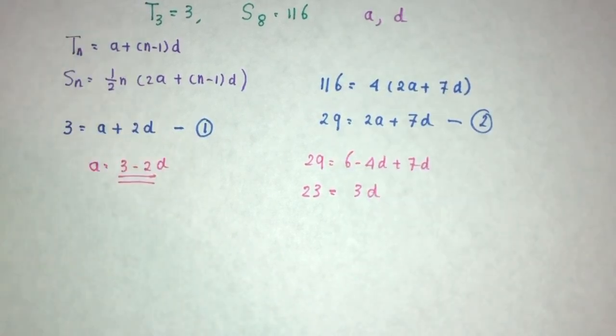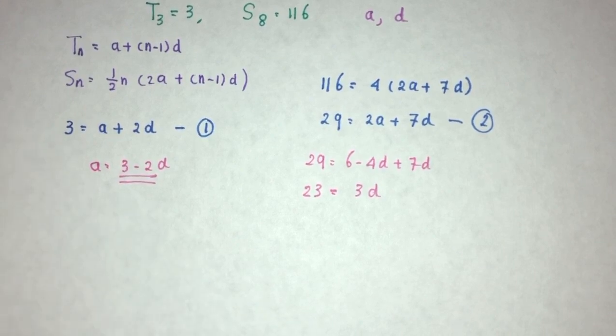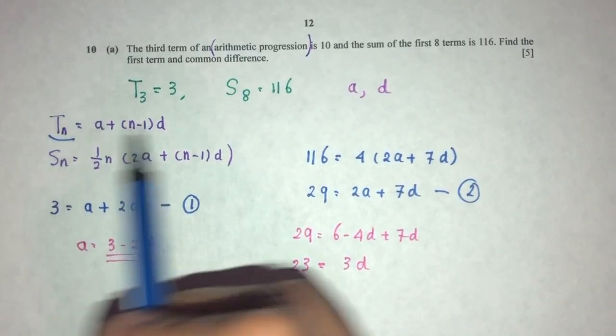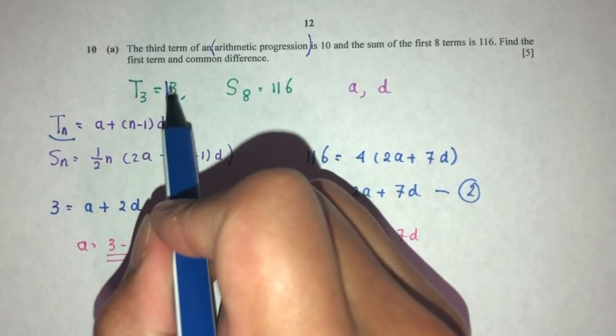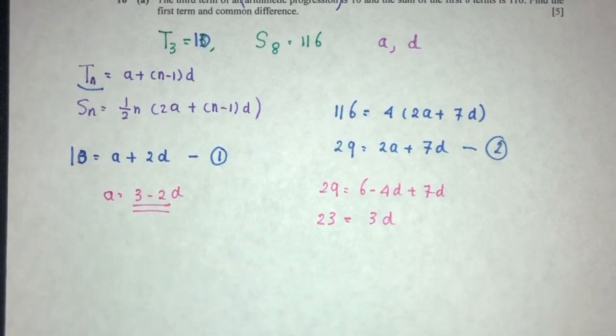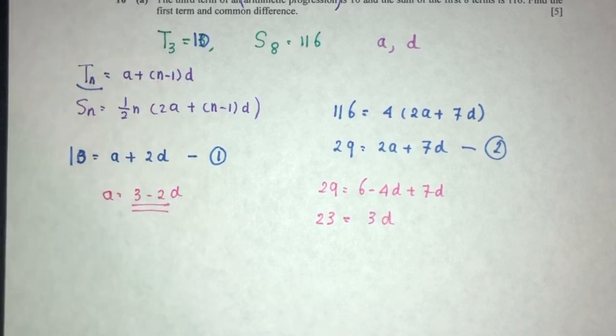Let me try again, because usually we tend to have exact values. So let me see where I may have made a mistake here. Okay, let's see. Okay, here we go. I see the mistake already. Tn, the term is actually 10, not 3. Here you go. So it should be 10 over here. Silly mistake. I miscopied the main value. Okay, anyways, let's move on.